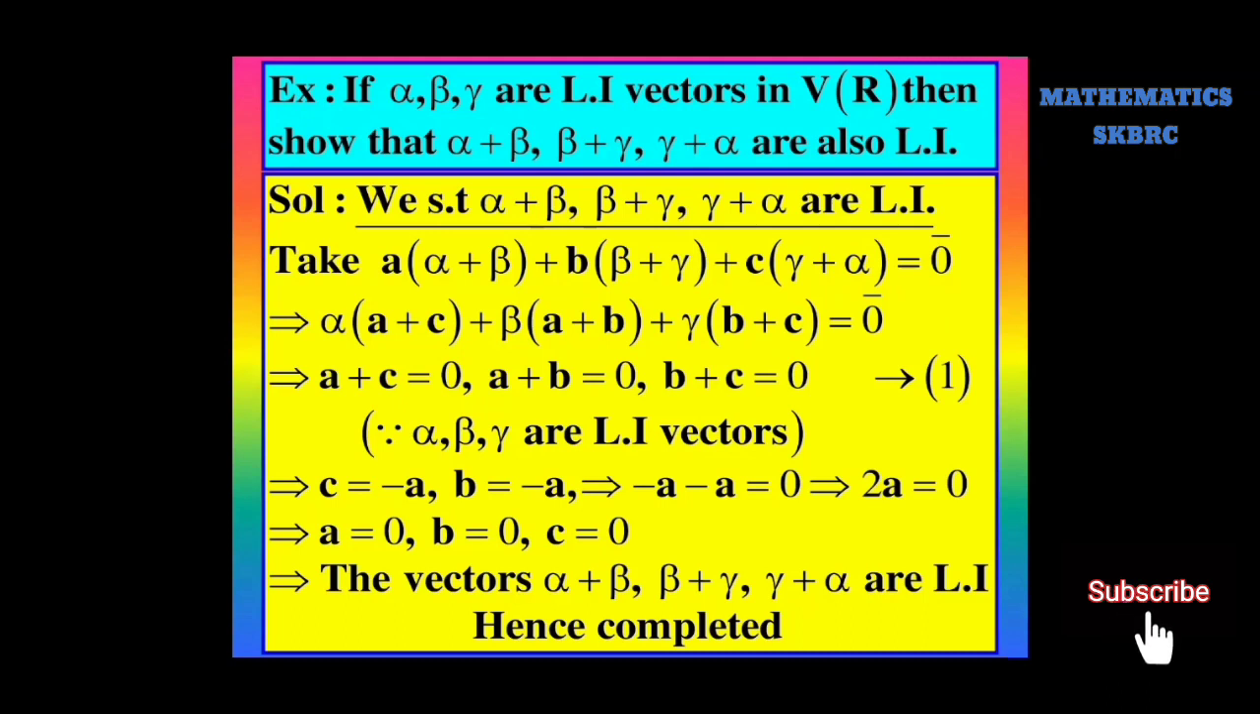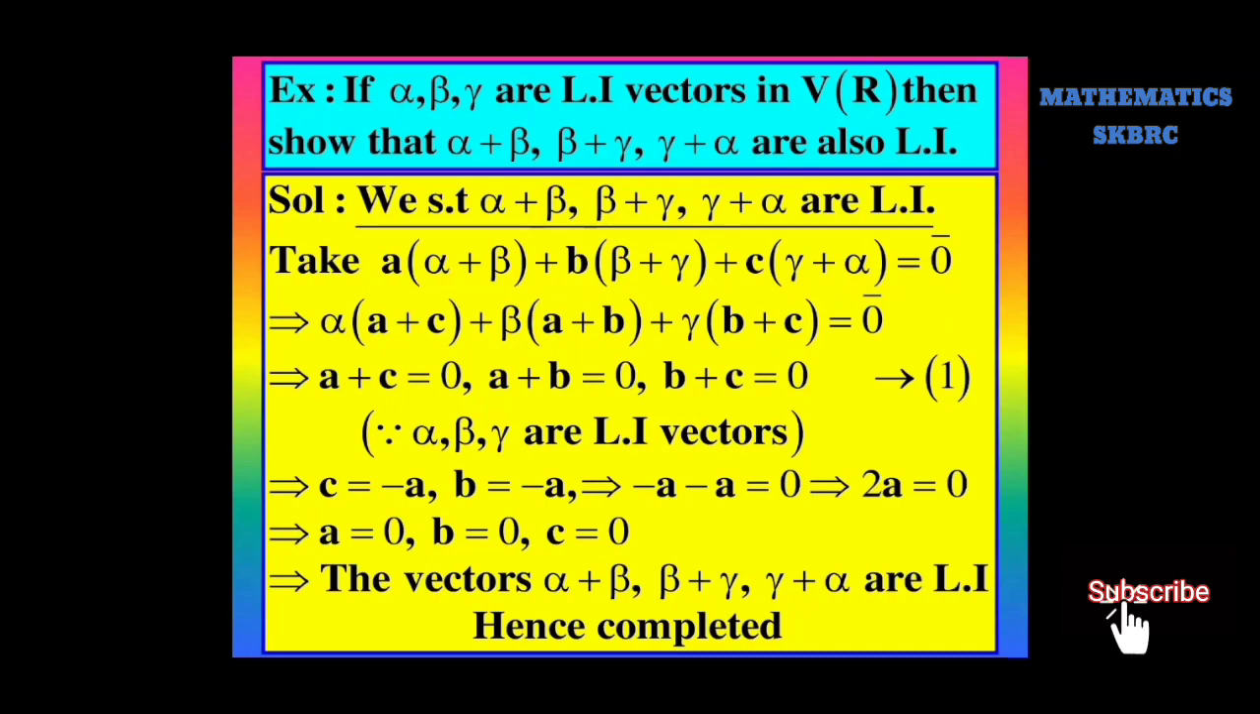That gives a plus c equal to 0, a plus b equal to 0, b plus c equal to 0. That gives c equal to minus a, b equal to minus a. Since b plus c equal to 0, minus 2a equal to 0 gives a equal to 0. Since c equal to minus a, that gives c equal to 0. Since b equal to minus a, that gives b equal to 0. All scalars a equal to 0, b equal to 0, c equal to 0, then the vectors alpha plus beta, beta plus gamma, gamma plus alpha are LI vectors.